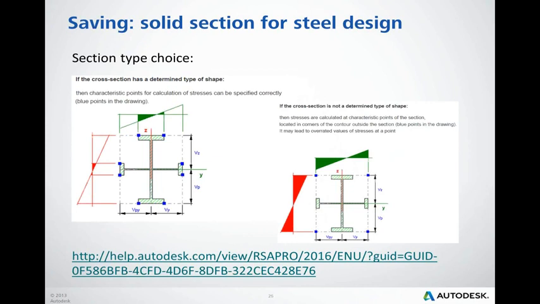Why is it so important to select the correct section type? For correct stress calculations, see the left sketch. If the section has a shape determined, correct characteristic points are considered in stress calculations. See the blue points on the drawing. On the right-hand side, incorrect points for stresses are considered.